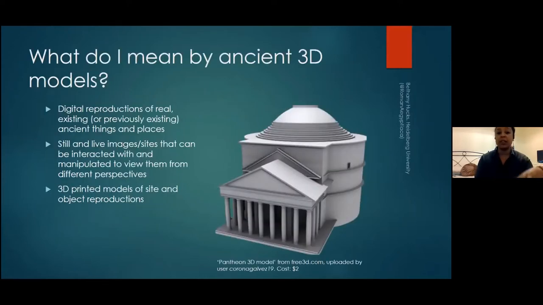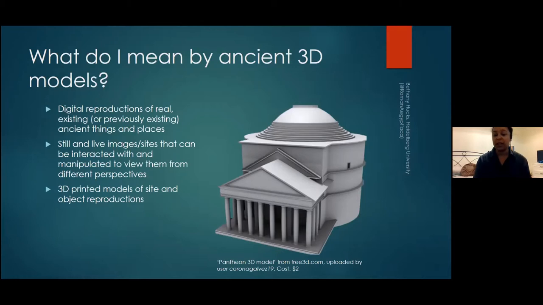What do I mean by ancient 3D models? I'm discussing digital reproductions of real existing or previously existing ancient things and places. I am also talking about still and live images or sites that can be interacted with and manipulated to view them from different perspectives and multiple angles. I am talking about 3D printed models of sites and object reproductions that can be handled and manipulated much the same way as the digital models can be.